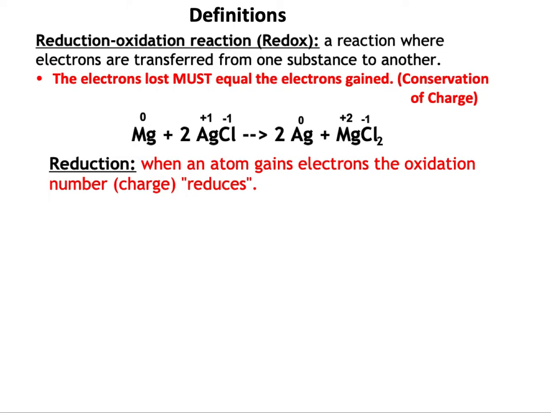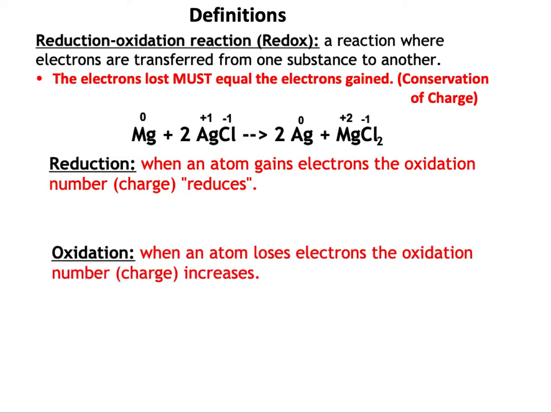If you're gaining electrons, think about what's happening. Electrons are negatively charged. So reduction is just you're becoming more negative. Oxidation is when an atom loses electrons and the oxidation number increases, goes up. Again, electrons are negative. You get rid of electrons, you're going to become more positive. Your oxidation number is going to go up.